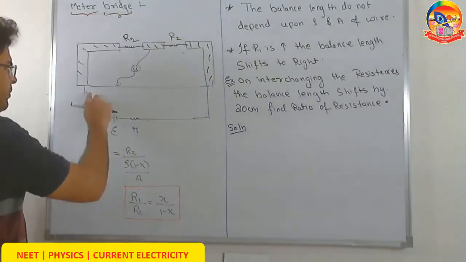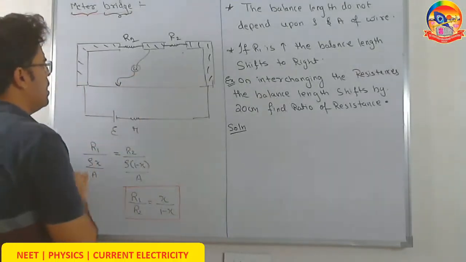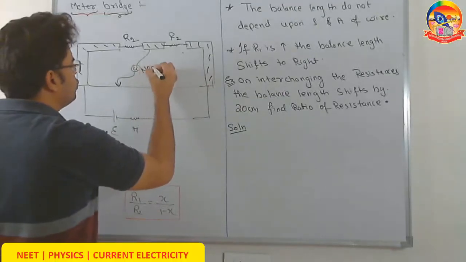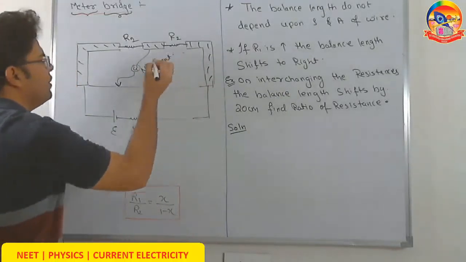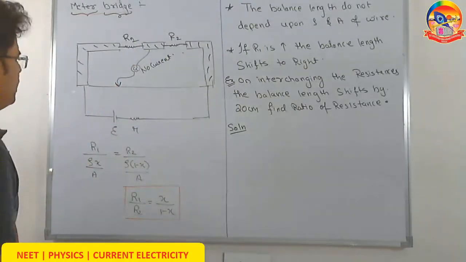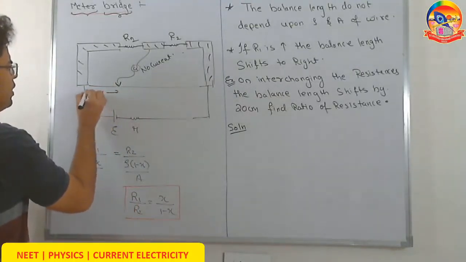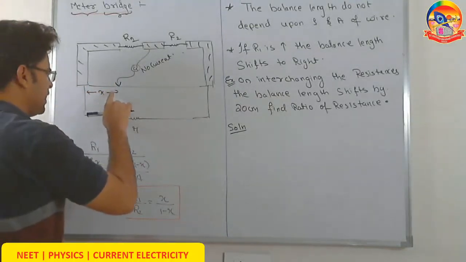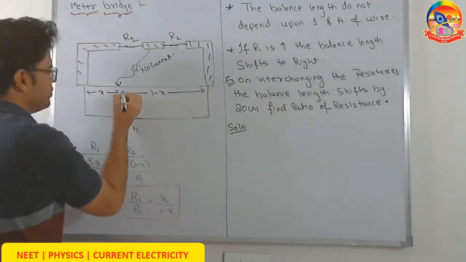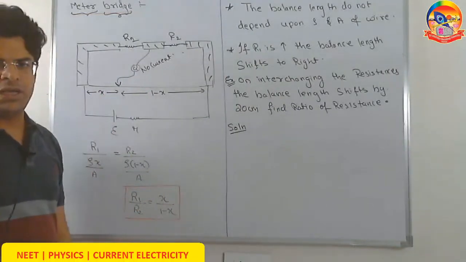Then we make this jockey move over the meter wire. At some point we will definitely get a point at which no current flows through the galvanometer. When no current flows through the galvanometer, this particular point is said to be the null point. Let's say on this 1 meter wire, this null point is obtained at distance x from the left hand. If it is at a distance of x from the left hand, and since the whole length is 1 meter, the distance from the right hand will be 1 minus x. Understand that this 1 is in meter, so x must also be substituted in meter.